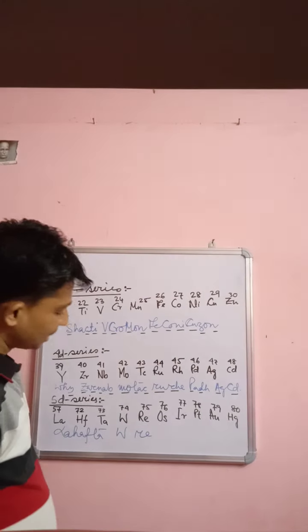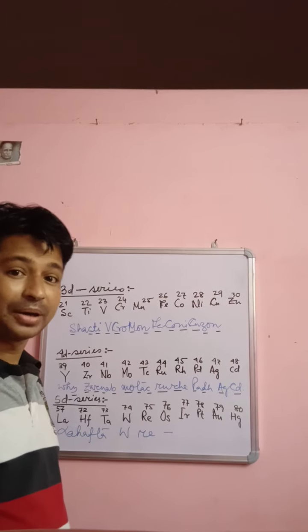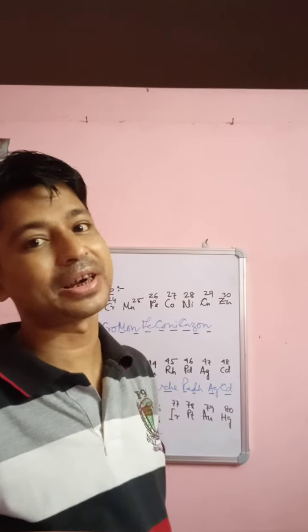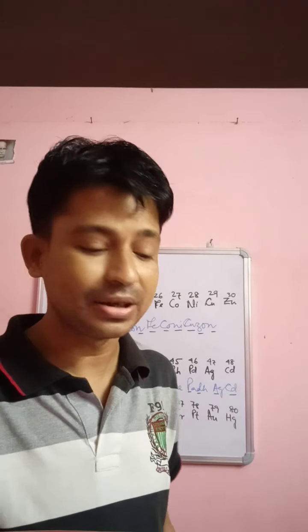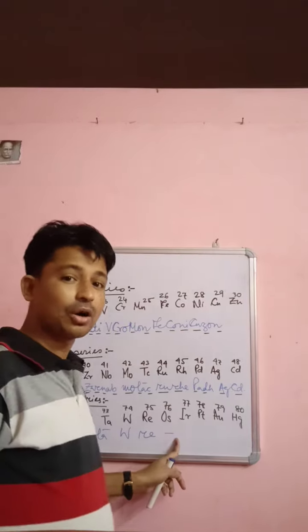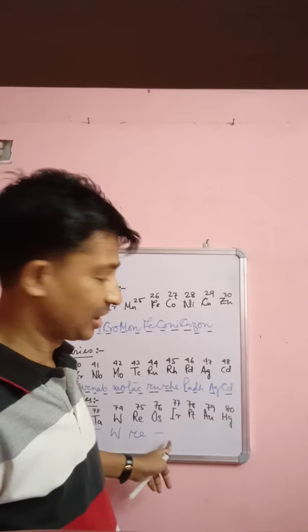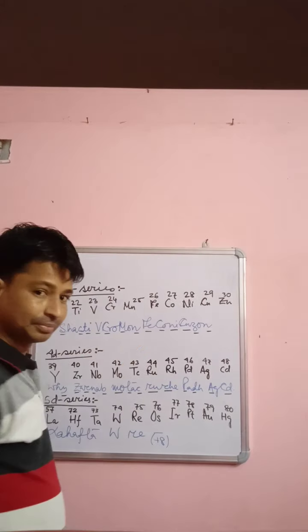So this element osmium is a precious element because it is the only element in the periodic table which has got the highest oxidation state. We have studied this a few days back. It is the only element in the periodic table which has got +8 oxidation state. So it is a very important element.